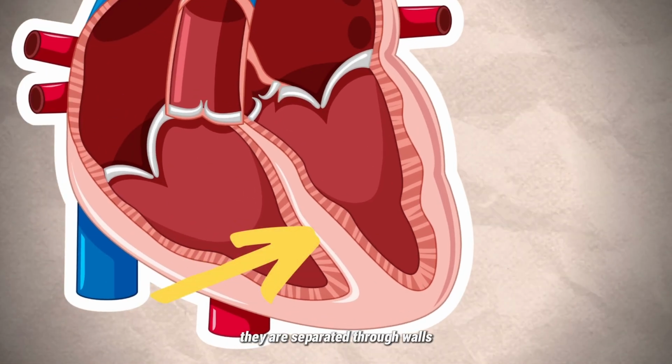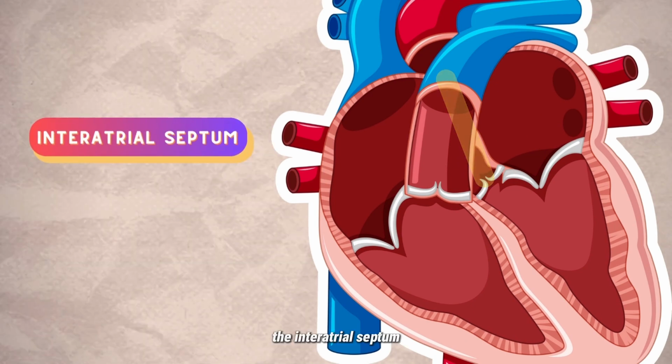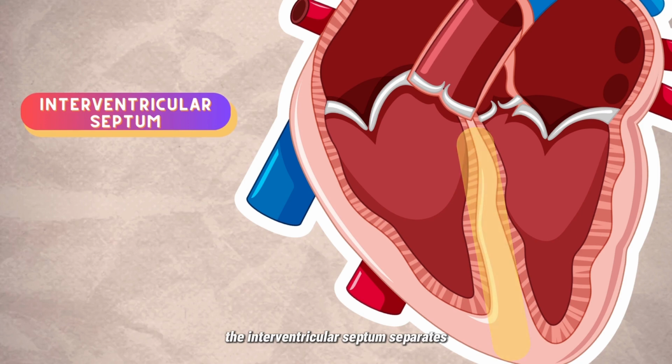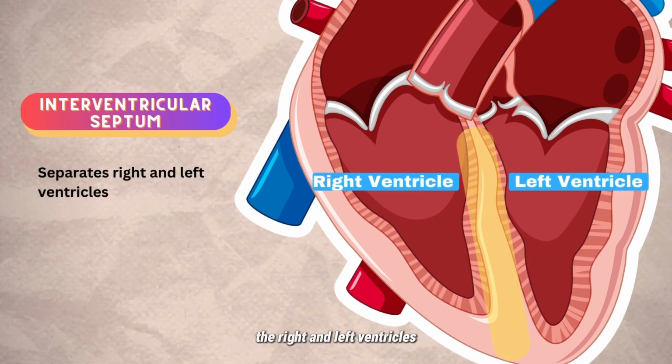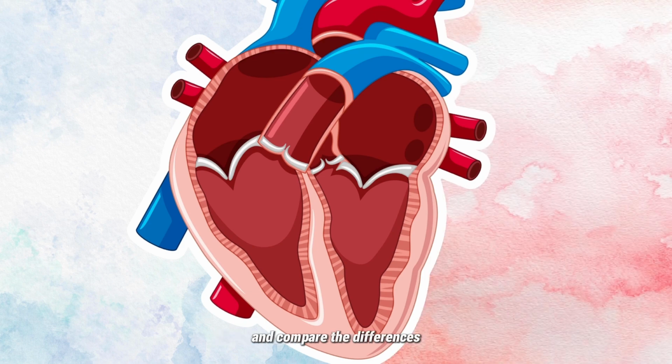They are separated through walls named after the chamber they separate. The interatrial septum separates the right and left atriums. The interventricular septum separates the right and left ventricles. Let's separate the heart into left and right and compare the differences.